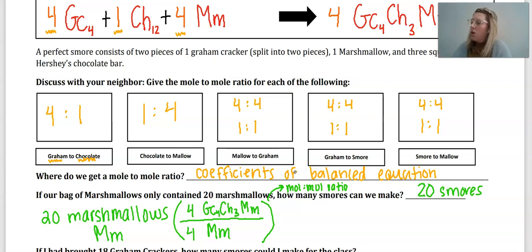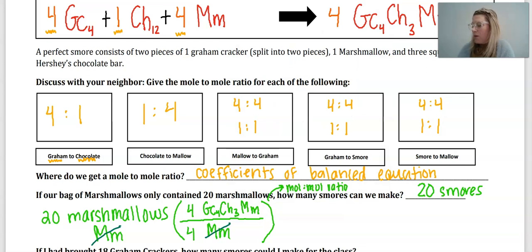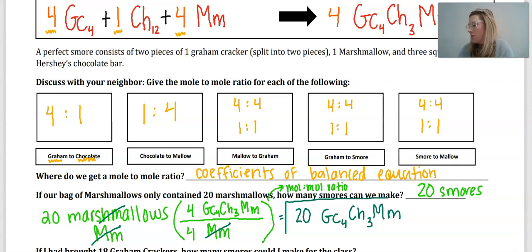Okay, so as always with dimensional analysis, our units cancel. Okay, and so we'll cancel this too. And so now we get 20 times 4 divided by 4, or 20 times 1, okay, is equal to 20 s'mores. Okay, let's try another one.